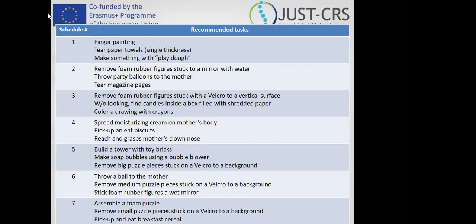For example, in schedule number 1, she had to do finger painting, tear paper towels with single thickness, and make something with Play-Doh. In schedule number 4, she was asked to spread a moisturizing cream on her mother's body or even a doll. She was asked to pick up and eat biscuits, and reach and grasp the mother's clown nose. In the last schedule, she was asked to assemble a foam puzzle, remove small puzzle pieces stuck with Velcro to a background, and pick up and eat breakfast cereal.